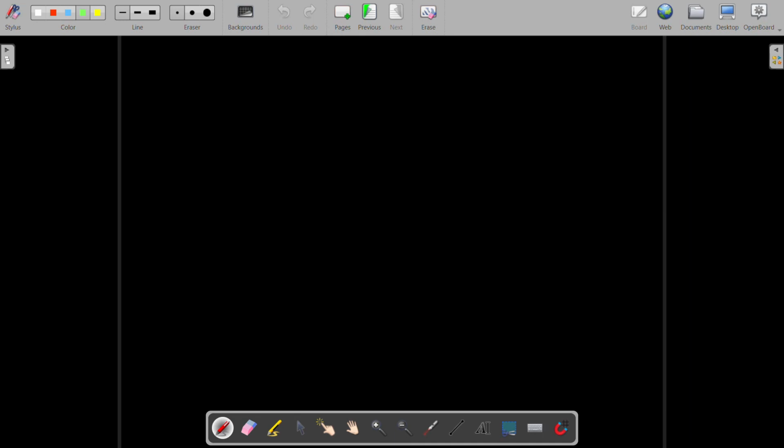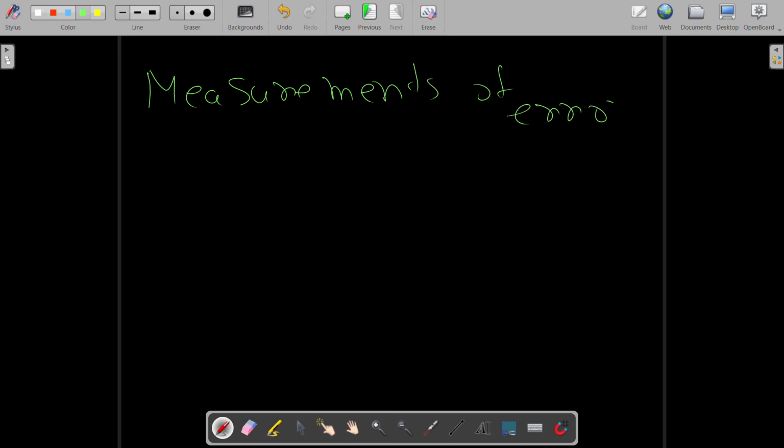Now the topic comes as measurements of error. Another thing that comes is loss of significance. But in your syllabus, what I've seen for BCA, I don't think finding significant figures, which you have already studied in class 9 and 10, is there, so I am not talking about that.